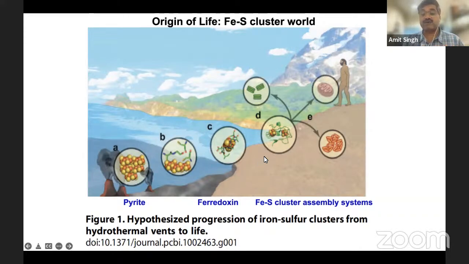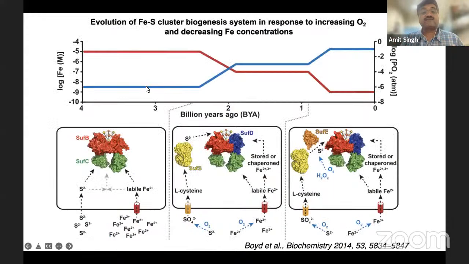So under that oxygen rich environment, organisms evolved to form dedicated iron sulfur cluster assembly systems, which are able to sequester iron in a bioavailable form, acquire sulfur from cysteine, and then assemble iron sulfur clusters. The clusters are sensitive to oxygen, but these assembly systems were able to protect them. And these assembly systems are present in all three kingdoms of life now, in our mitochondria, in bacterial systems, in all plants, plastids, chloroplasts, everywhere. So this is how the progression of life takes place, and iron sulfur clusters seem to play a very, very important role. And this is another very interesting observation.